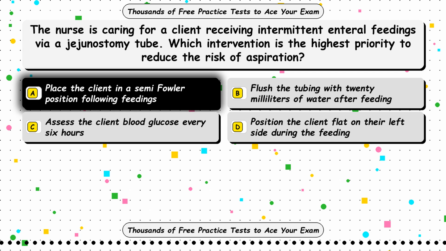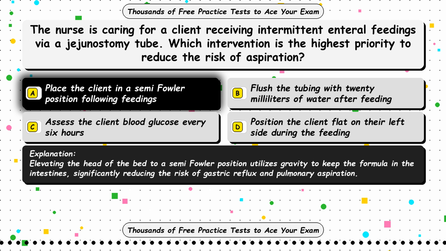The correct answer is option A, place the client in a semi-Fowler position following feedings. Elevating the head of the bed to a semi-Fowler position utilizes gravity to keep the formula in the intestines, significantly reducing the risk of gastric reflux and pulmonary aspiration.